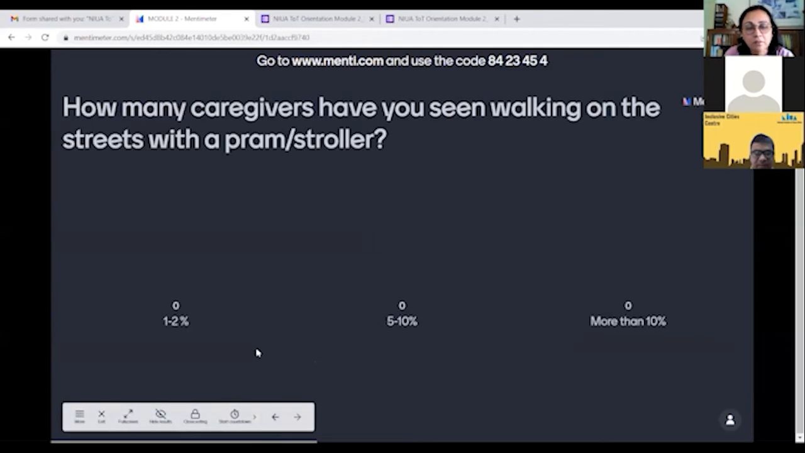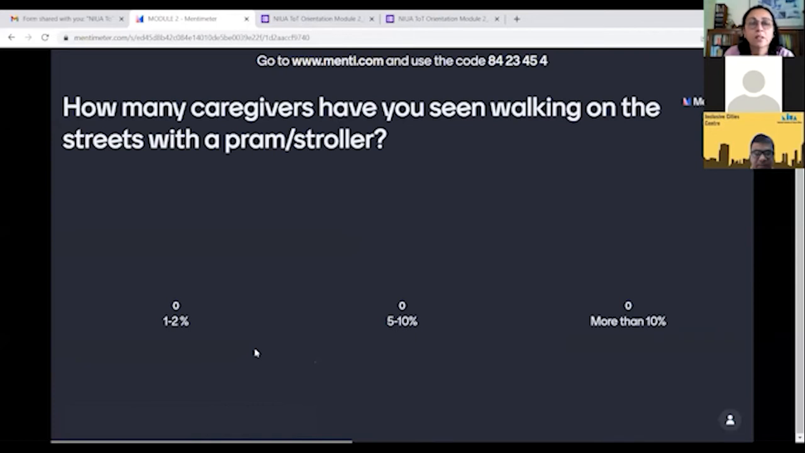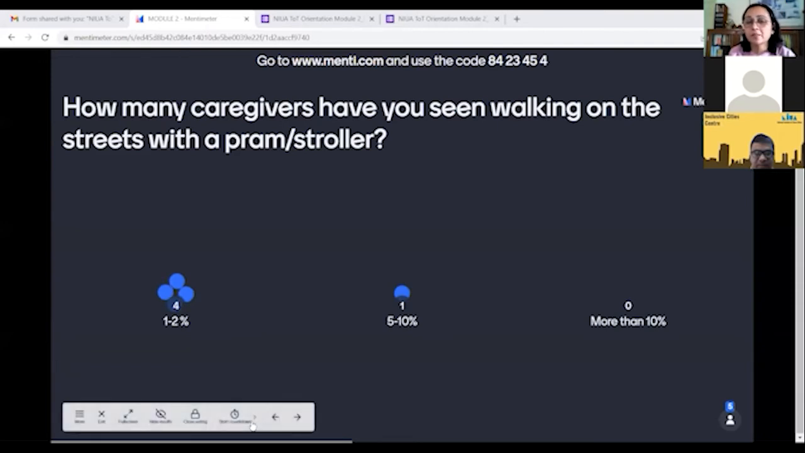Next question. Yeah, we can go to the next question. The next question is how many caregivers have you seen walking on the street or the sidewalk with a stroller or a pram? Have you encountered this? आपने देखा है बहुत बार आपके cities में कि children being carried, because हर समय बच्चे को उठा के चलना possible नहीं होता है. So a lot of times we are using strollers. But have you seen this practice in your cities?